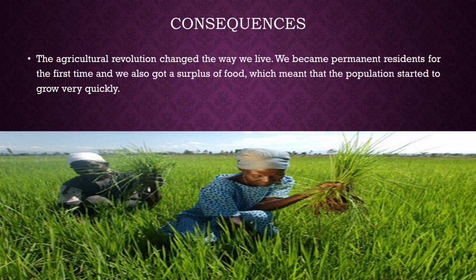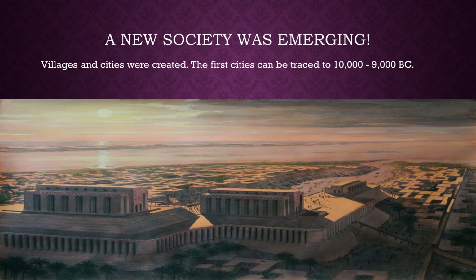And there are some consequences of these changes. The agricultural revolution changed the way we lived. We became permanent residents for the first time in human history, and we also got a surplus of food, which meant that the population started to grow more rapidly than ever before. But in certain areas they got more food and resources, so we can also now see the start of wars. And we can also see the creation of villages and cities.